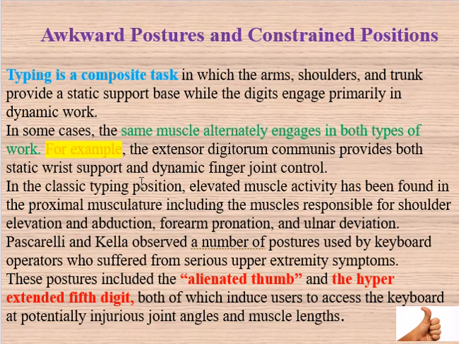In the classic typing position, elevated muscle activity has been found in the proximal musculature, including the muscles responsible for shoulder elevation, abduction, forearm pronation, and ulnar deviation. Further, Kala observed a number of postures used by keyboard operators who suffered from serious upper extremity symptoms. These postures include the abducted thumb and a hyperextended fifth digit, both of which induce users to access the keyboard at injurious joint angles and muscle lengths.